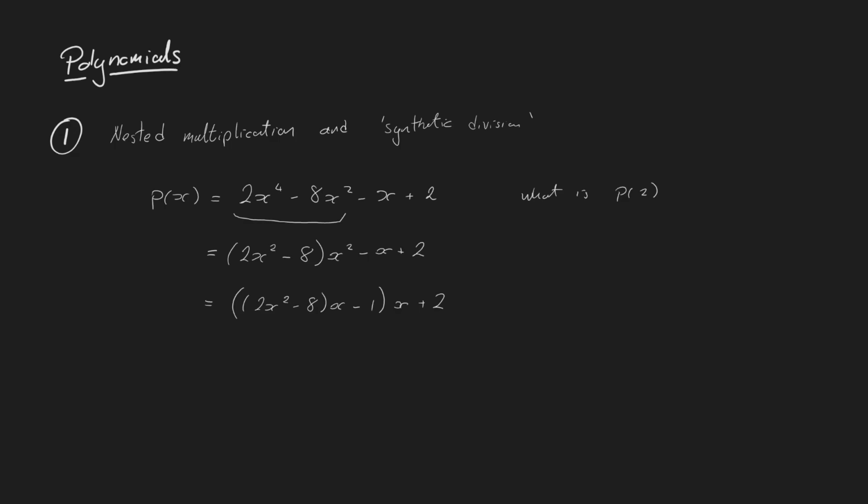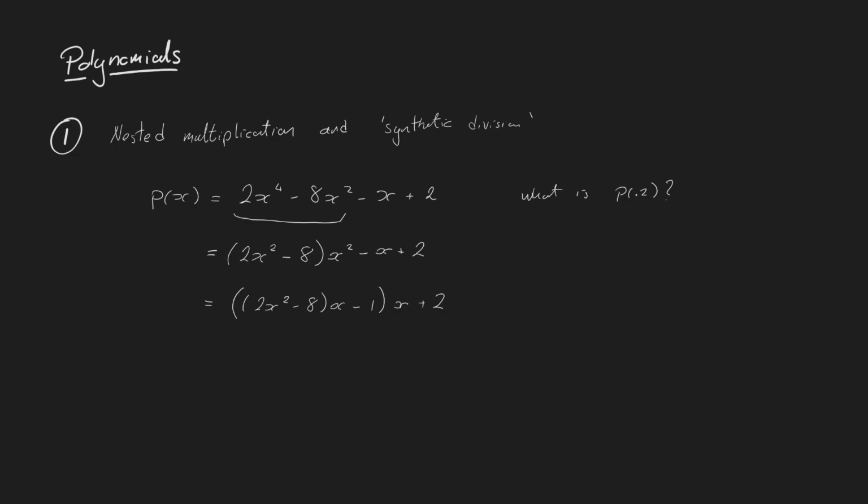So now if I want to evaluate what is p of 2, there's not much more that I can do in terms of this nesting. So inside here, this 2x squared minus 8 is nested inside the other bracket, which is why we're getting this nested term. There's not much that I can do here with this first bracket, whatever that happens to be, times x, plus 2. This is a constant. There's no common factor of any power of x.